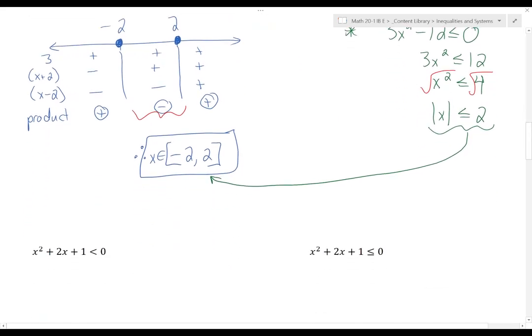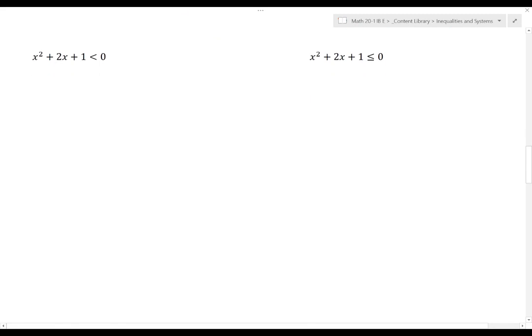All right, so let's move on. We're going to compare these two, which are very, very close to being the same, but something a little different happens with each of them. So in this case, x squared plus 2x plus 1 is less than 0 or less than or equal to 0. The difference between the less than and the less than or equal to is whether I include my critical values in the solution or not. So in the case on the left, the critical values are not going to be included in the solution, and on the right, they are.